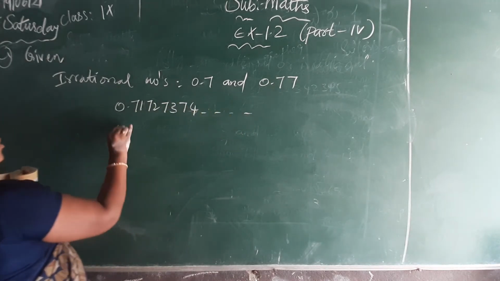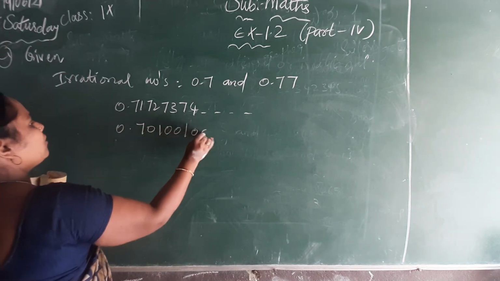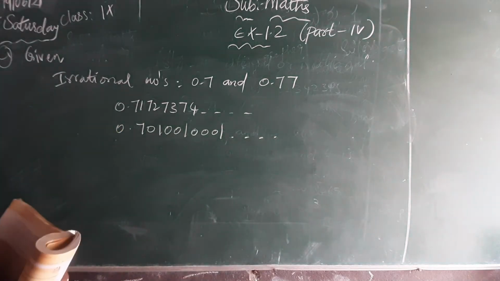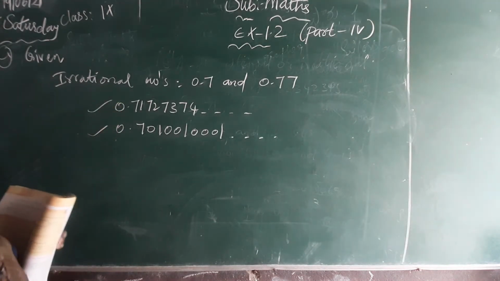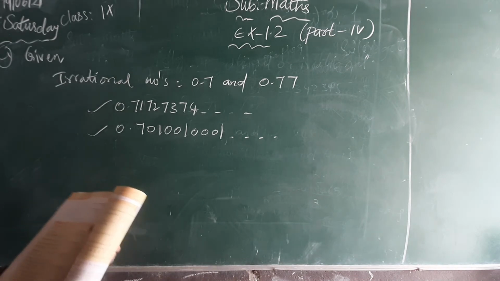You can write one more: 0.701, 001, 0001, and so on. This is another irrational number. It is your wish; you may take your own digits. Is it clear? Okay.